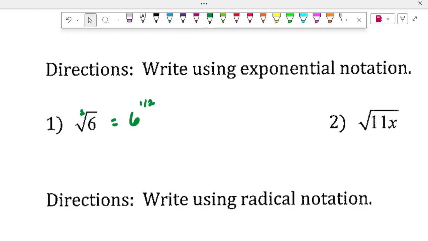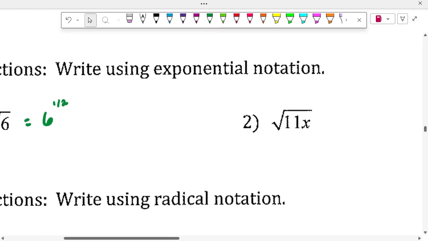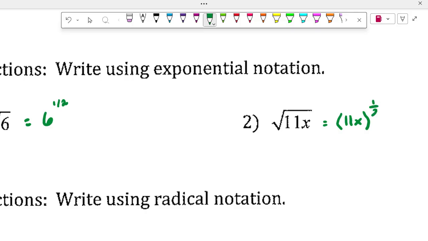Now, you'll see it a little bit more when we get into the ones that don't have 1 as the numerator. But what about this one? So I got to put 11x in parentheses because it's all under the radical, and I'm raising it to what power? 1/2. I actually have that answer on my slide. How would you write that expanded? You wouldn't. So you just have to know this rule.